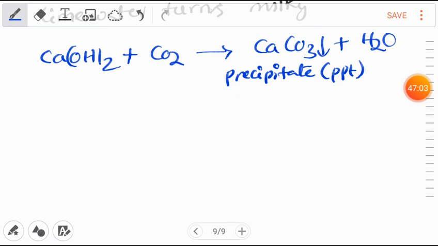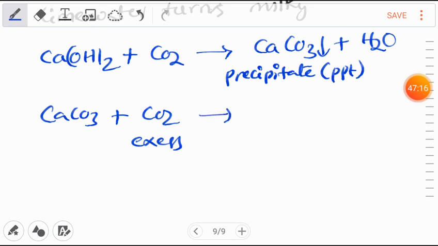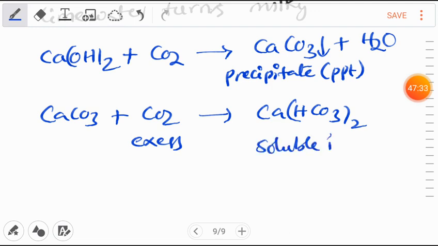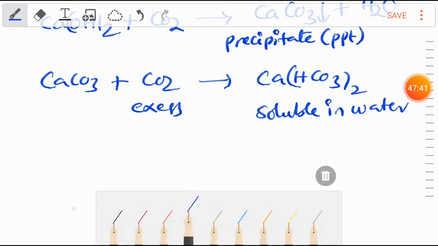And next, if you pass CO2 in excess, it will react with the CaCO3 and it will dissolve. What will form? Ca(HCO3)2, soluble in water. This is the test.